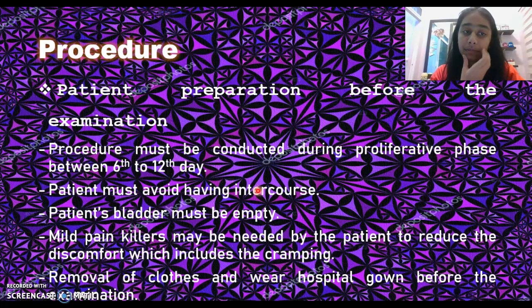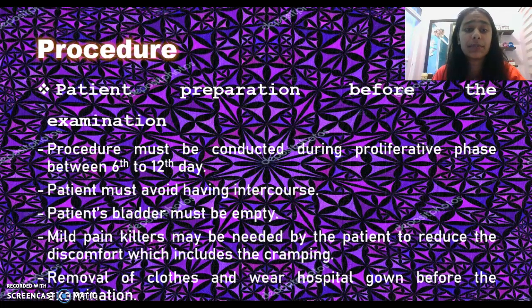Okay, so patient preparation before the examination. Basically, the procedure must be conducted during the proliferative phase, which is the phase after the menstruation phase when the endometrium wall is at its thinnest. The patient must also avoid having intercourse from the time she has her period until after the procedure to avoid getting pregnant. The patient's bladder must be empty. Painkillers may be taken by the patient as well.